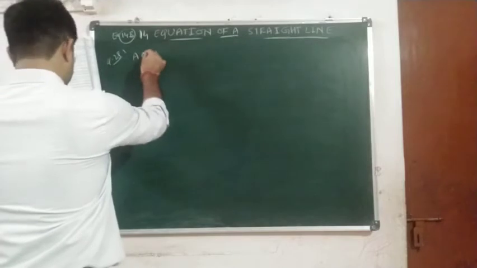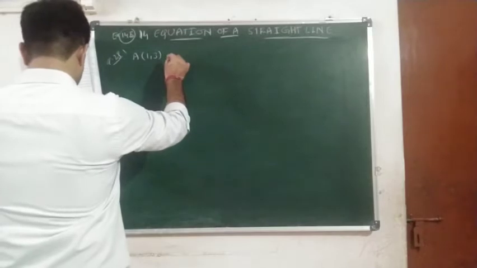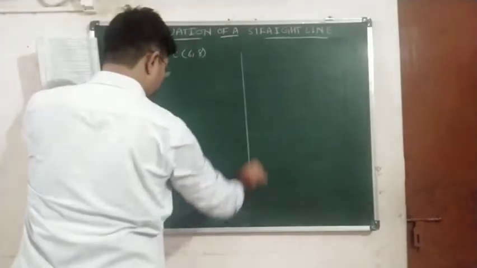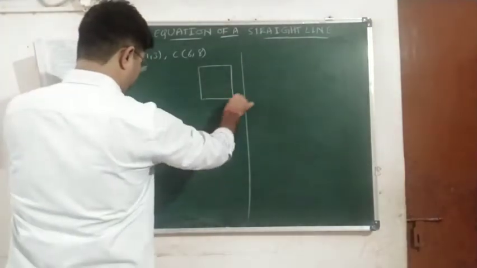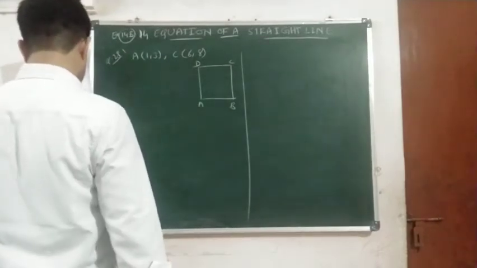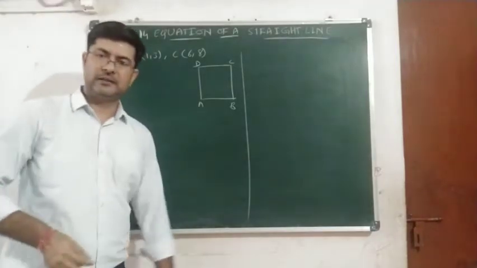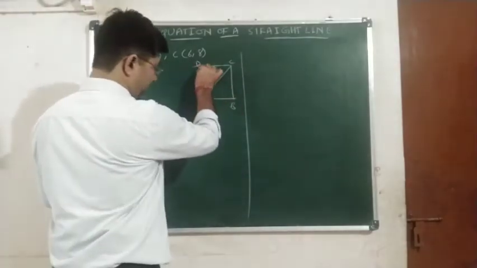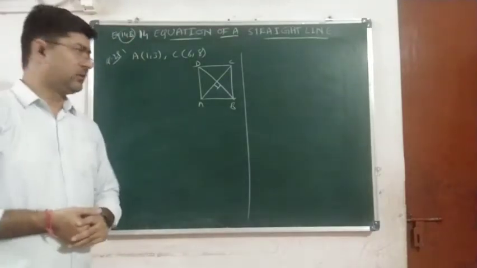We are given two opposite vertices of a square ABCD. A and C are two opposite vertices of square ABCD. We have to find the equation of diagonal BD. Now this is similar to question number 24 that we have done in the last class. We are given the vertices A and C, and we have to find the equation of BD.